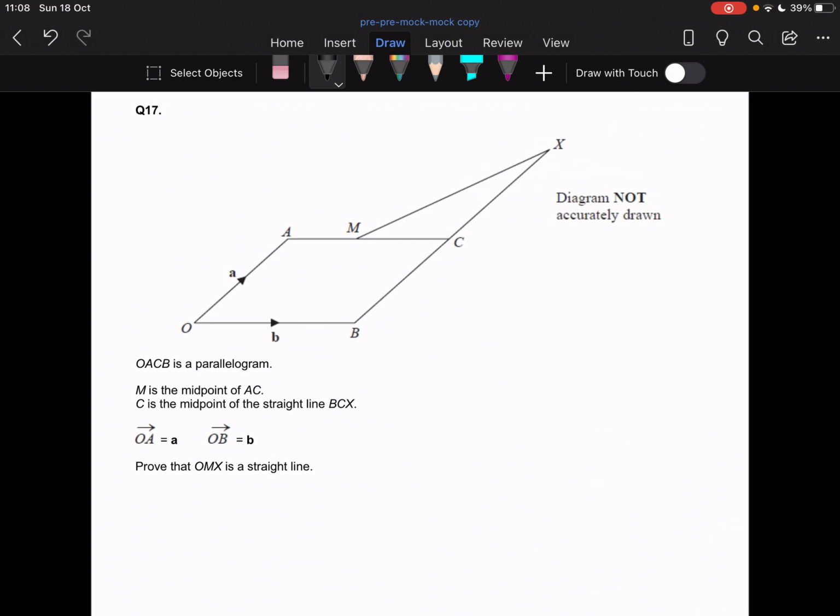Hello again. Let's have a look at question number 17 on your pre-mock pack. And this one is about vectors. So I'm going to have to obviously give you a quick crash course on what are vectors. But let's read the question first.